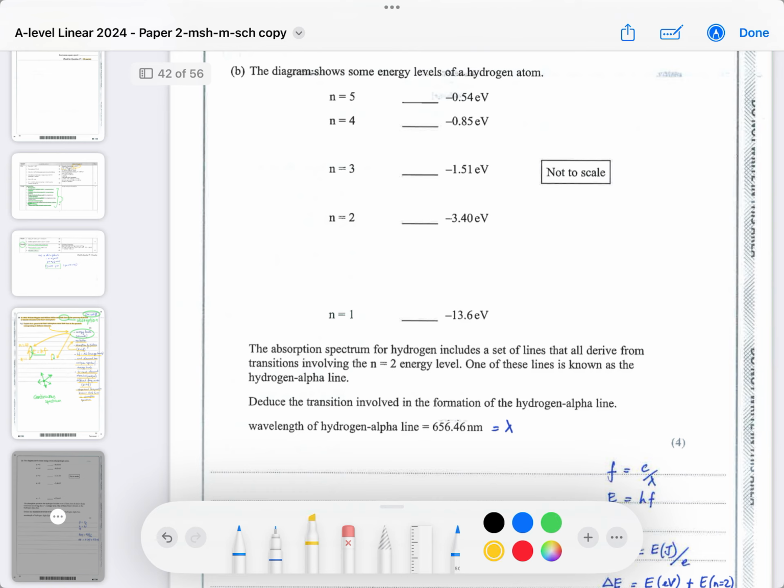Okay, part B, it goes on to say the diagram shows energy levels in a hydrogen atom. Yeah, just like I showed you with the numbers on the page, from the lowest energy to the highest. And they're given in electron volts because joules is a large energy. It's not to scale. Okay. The absorption spectrum for hydrogen includes a set of lines that all derive from transitions, changes in energy levels, involving the n=2 level.